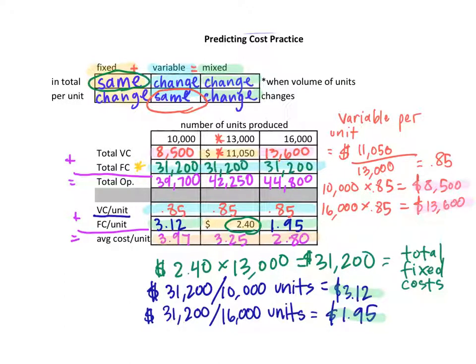So in summary, based on our knowledge of when costs change and when they stay the same, we can calculate average cost per unit and total operating costs at any production level. All we need is one number from the top section and one number from the bottom section provided, and that concludes our exercise.